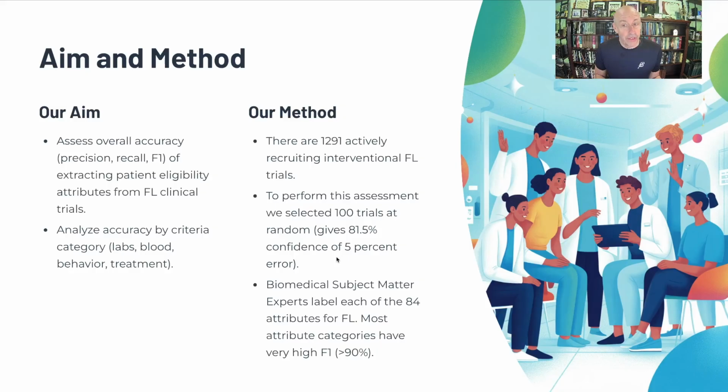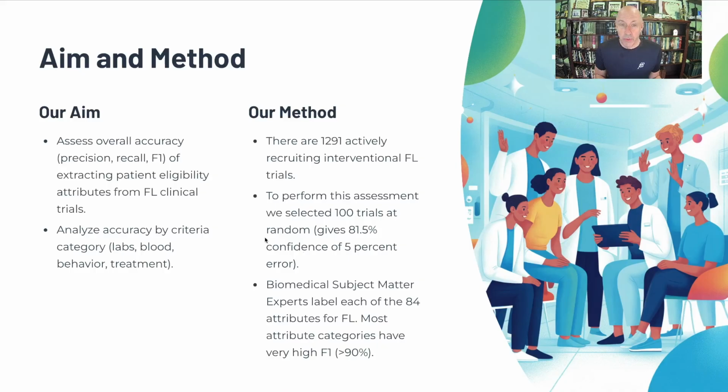Precision is how often the attributes extracted are correct. Recall is out of all the attributes implied by the unstructured text, how many of them did we get? And F1 is the harmonic mean of the two. We're also going to present the results by criteria category because there's some variability there.